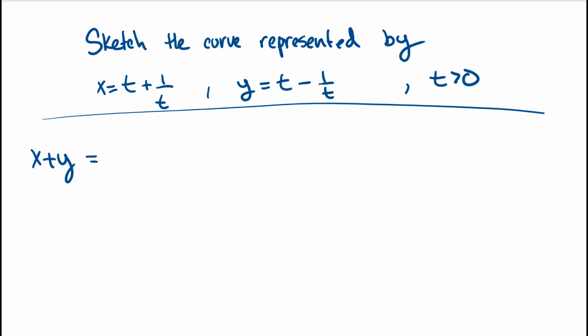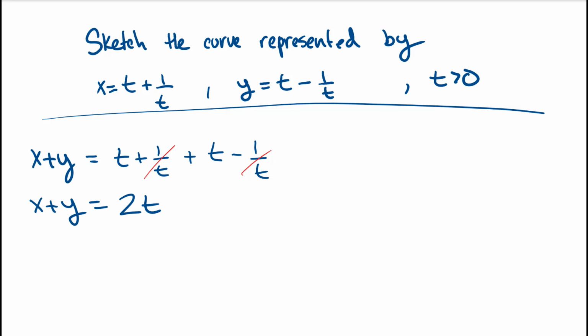So instead of writing an x, I'm going to write t plus 1 over t. So there's x. And now we're going to add it to our y, which is t minus 1 over t. As we look through, we can see that those will just cancel out, and we find that x plus y is just equal to 2t. Fascinating, huh? All right, next one.